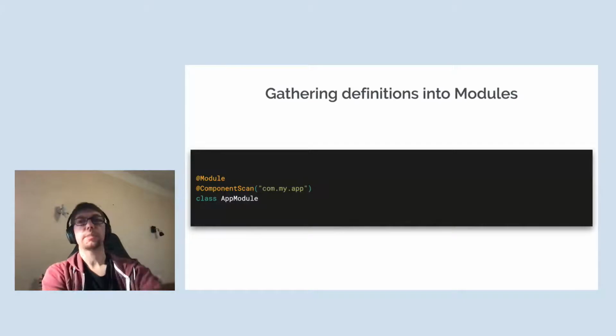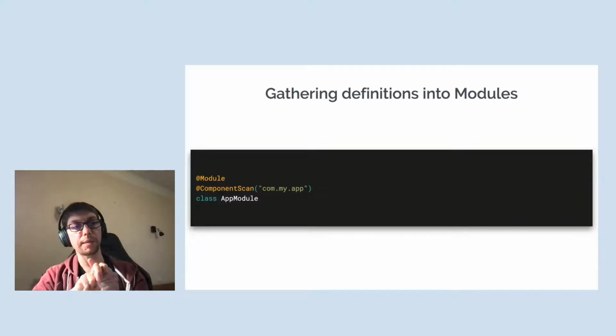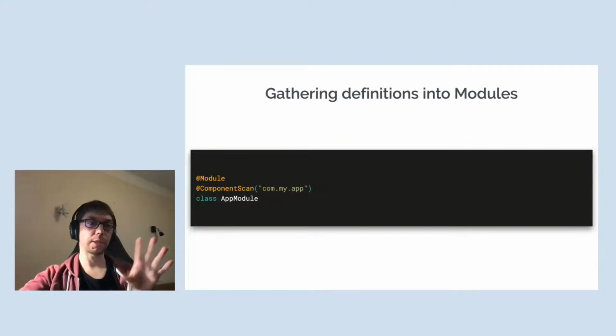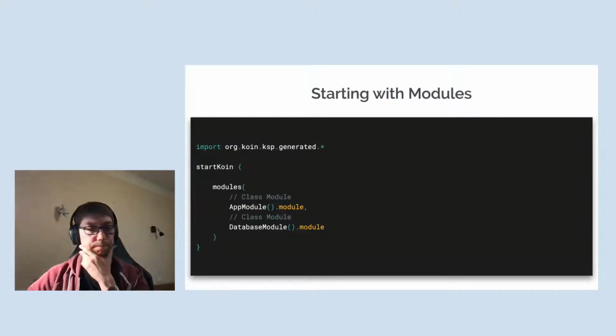Something that is super interesting here is that you can easily gather all your annotated components with the @ComponentScan. That means you will say we scan for all annotated components in the right package, and then we will gather all of these instances in this module. And finally, to start using this new class module, just create an instance of this class and then use the .module extension on it. This extension will be generated for you with KSP, and this is the only thing that is generated for you.